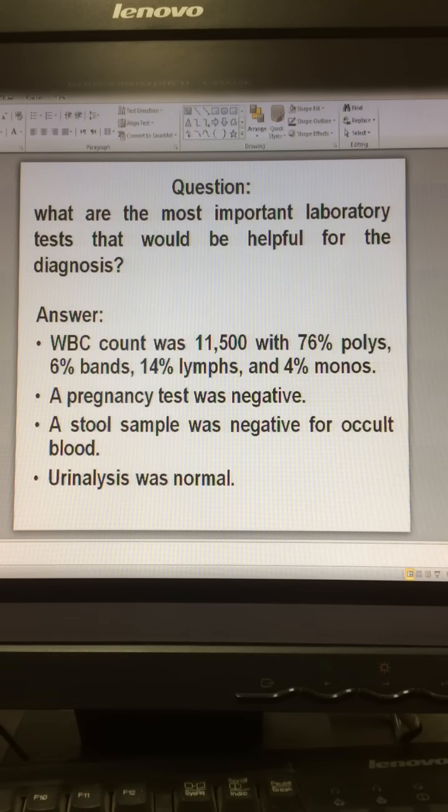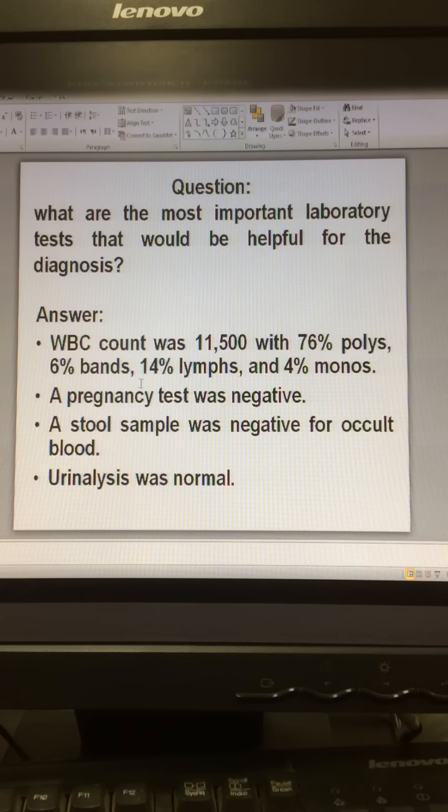The most simple and available one is the complete blood count, specifically the white cell count, which is here 11.5, with around 76% polymorphs, neutrophils, and just 14% lymphocytes. This differential count means that the reaction is mainly neutrophilic. As you know, neutrophilic reaction usually occurs towards bacterial infection.